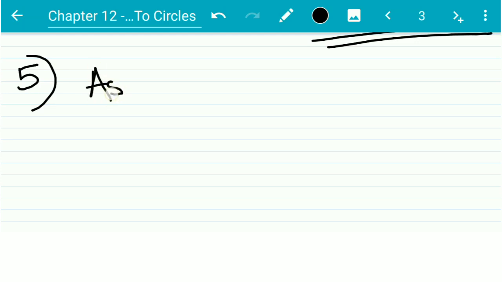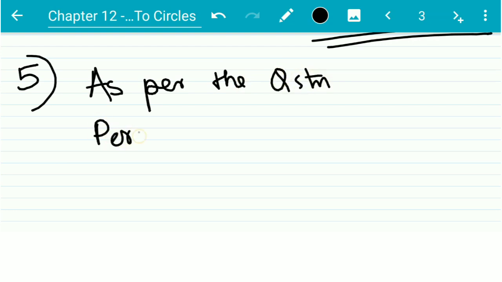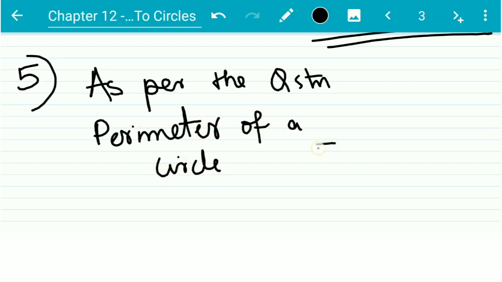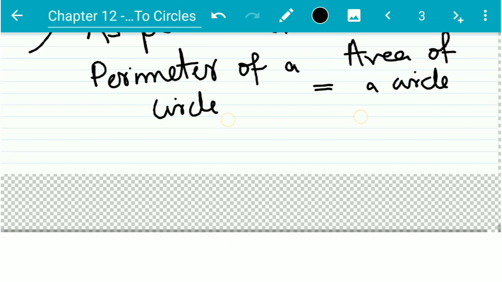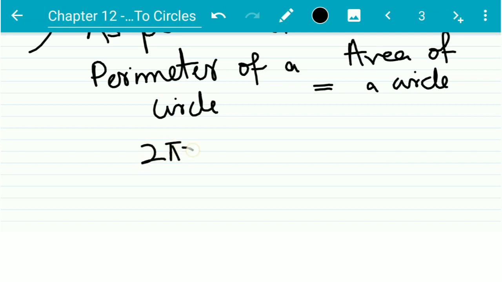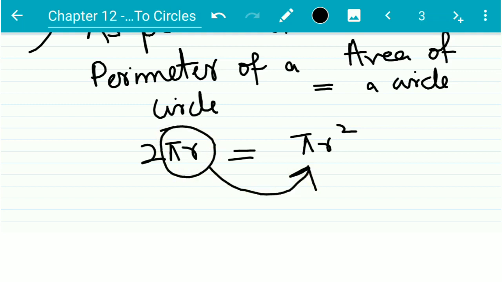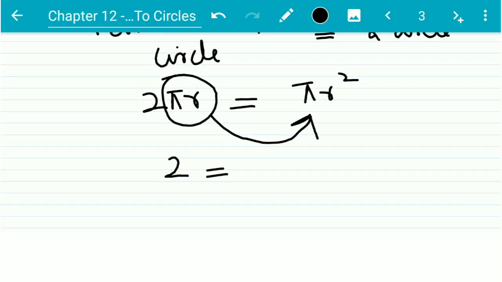So right, as per the question, the perimeter of a circle is equal to the area of a circle. Then write, the perimeter of a circle is what? 2 pi r is equal to the area of a circle, pi r square. Now you see, I am taking this pi r to the other side. So pi r is what? Multiplication, 2 into pi r. So when I take pi r to the other side, it will be division. So in the next step, it is 2 is equal to pi r square divided by pi r.